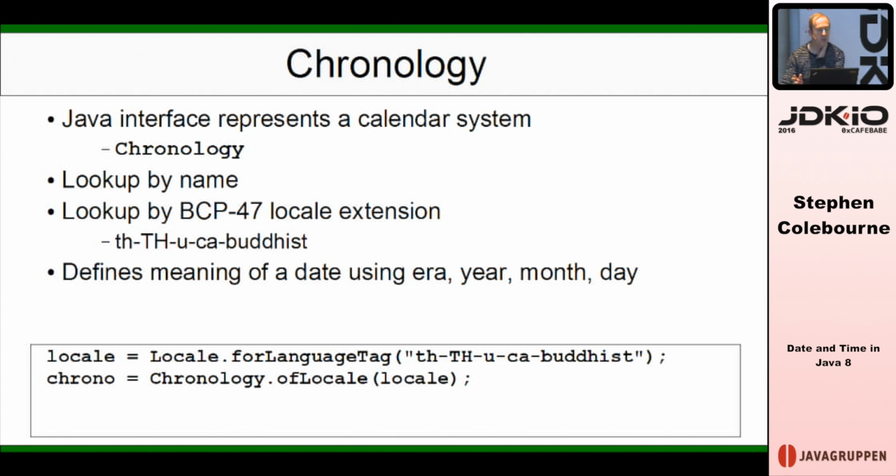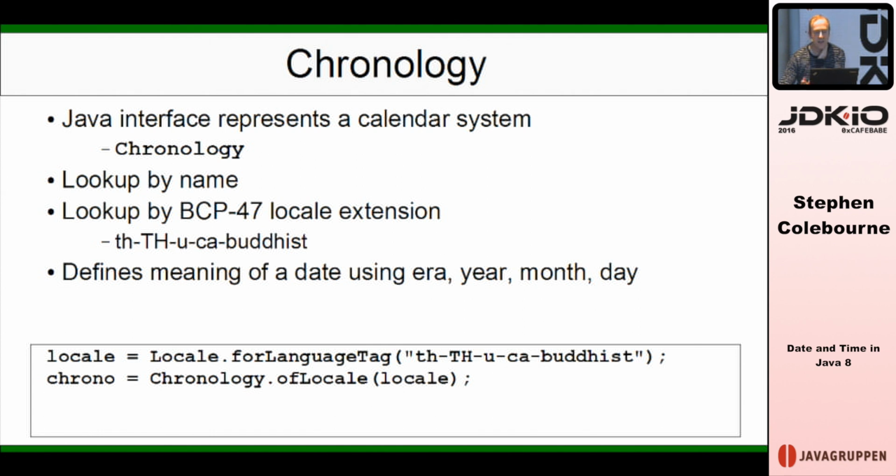Chronology is the interface that represents this. You can find a chronology by name. You can use locales to identify them. So you've probably never seen a locale of the format th-TH-u-ca-buddhist, but that is the official way in locale land under BCP 47 that you can represent Thailand, Thai language, you have the Unicode extension of a calendar of Buddhist.